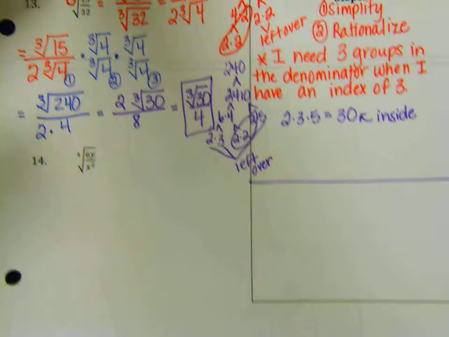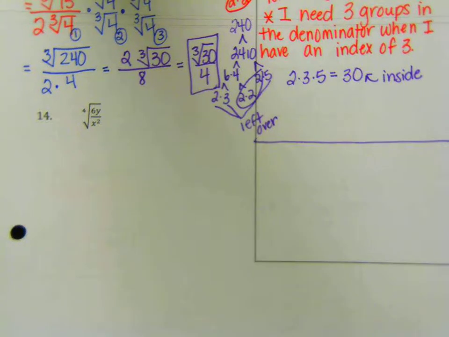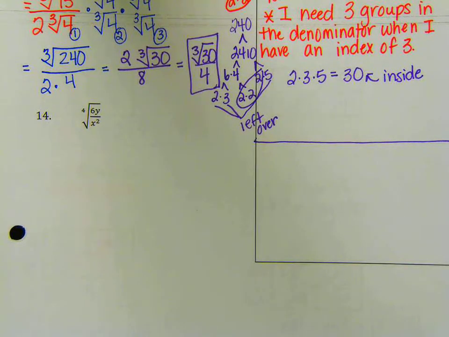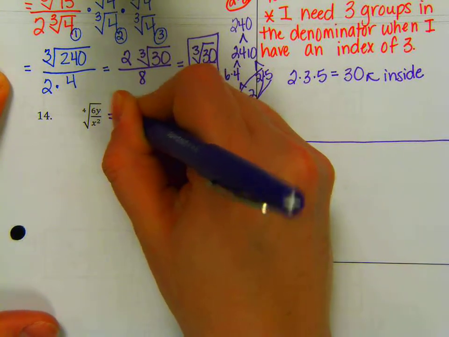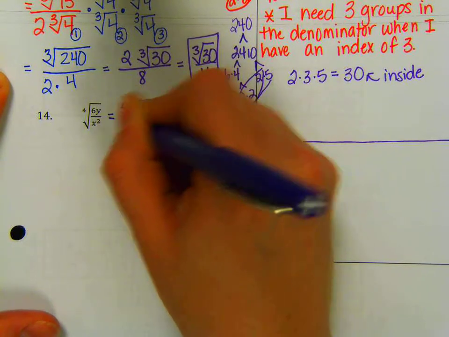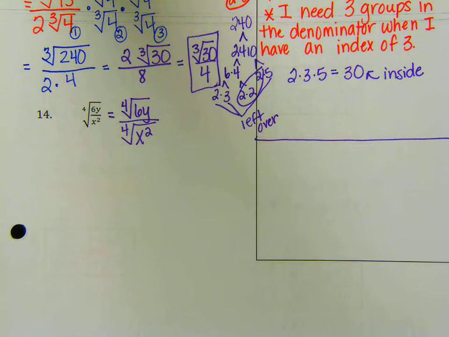So my last question for the day is number 14. We have the 4th root, so that means the index is 4, of 6y over x squared. So rewrite this as separate things. 4th root of 6y over the 4th root of x squared. Now usually our first step is to simplify. I can't do that. There's nothing I can simplify. So I'm just going to go ahead and multiply by the 4th root of x squared and rationalize the denominator.